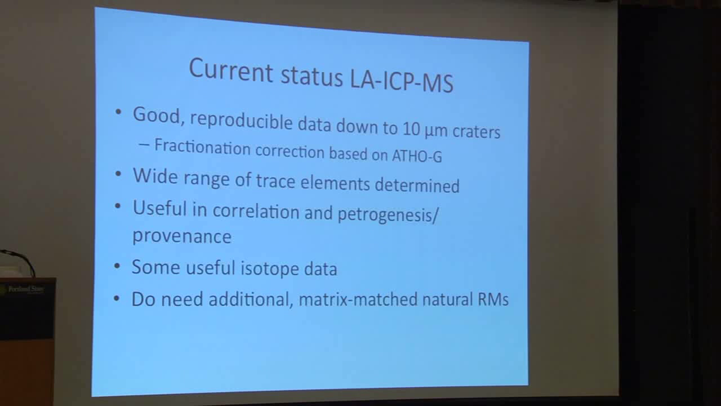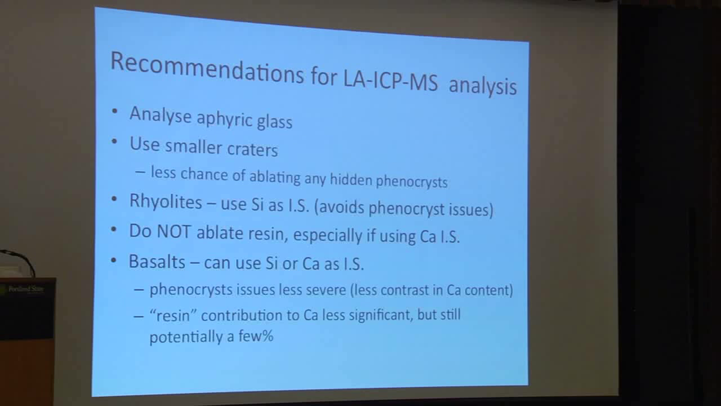So where are we in terms of what's going on? Well, the laser ICP data, it's reproducible. We get good data down to 10 microns in terms of craters, and we can correct fractionation at present, at least based on ATHO-G. Wide range of trace elements, petrogenesis is great. The Toba stuff's going to tell us a petrogenetic story at some point, provenance of where these things come from, and we can generate isotope data and so on. But we do need additional matrix-matched natural reference materials, I feel.